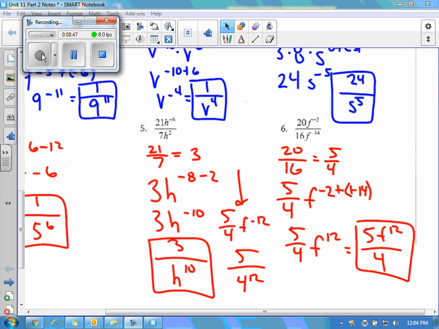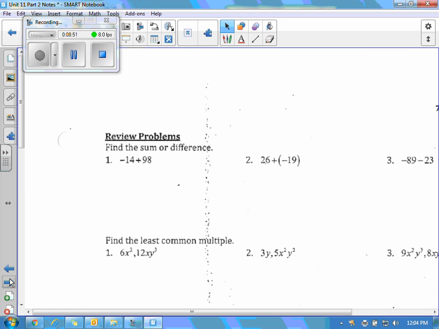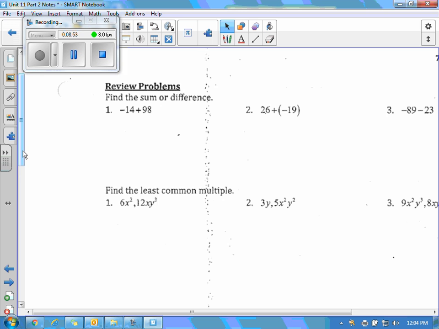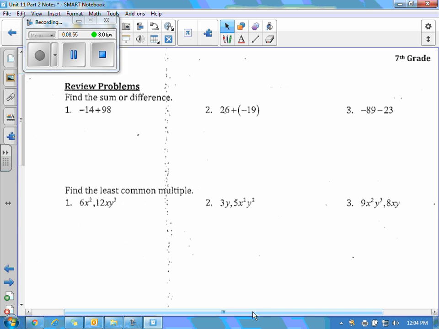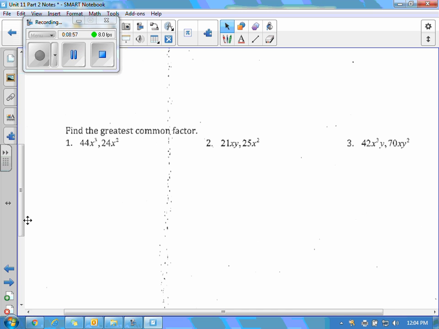Now, all these rules can get a bit confusing, so just ask me if you have any questions. If you flip over the back side, there's a page full of review problems: integer operations, least common multiple, various common factors. Please make sure you get this page done and graded. This is important stuff.